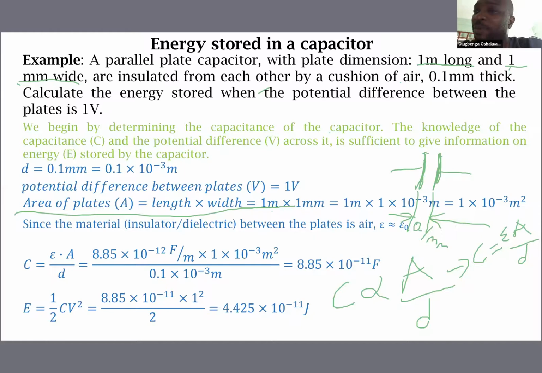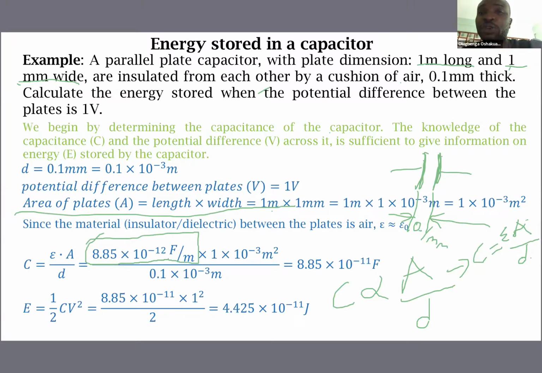We know the area. The area is 1 times 10 to the power minus 3 meters squared. We know the distance of separation, 0.1 times 10 raised to the power minus 3 meter. And we know the dielectric constant, epsilon, which is the permittivity of air. Permittivity of air and that of free space are very close, so we can just use that of free space and have the same value. That gives us what we have been using before while talking about Coulomb's law, 8.85 times 10 raised to the power minus 12 farad per meter.